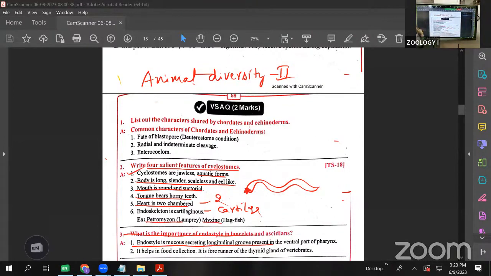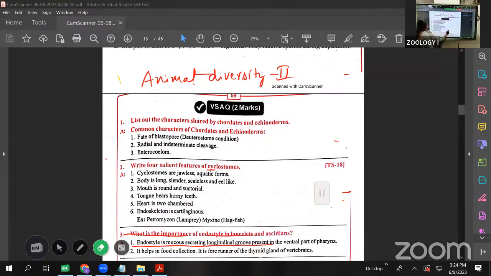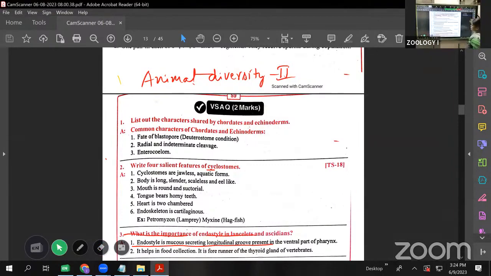What are the features of the cyclostomes? Simply, aquatic forms. They are long, slender, eel-like. The mouth is round and suctorial, the tongue bears horny teeth, and the heart is two-chambered. The endoskeleton is cartilaginous. This is about the general characters of the cyclostomes. Petromyzon and Myxine are the examples for the cyclostomes.